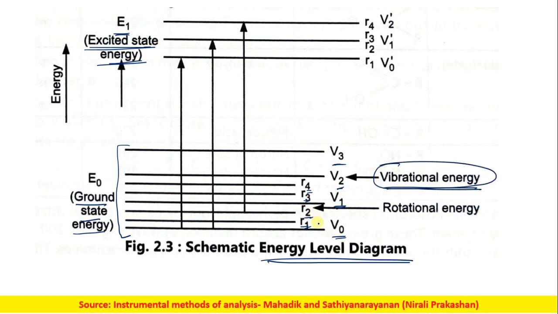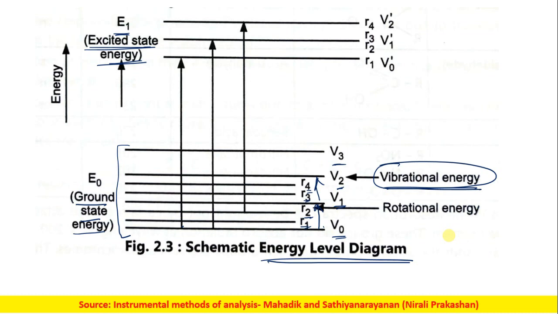So it may go from V0 to V1 or V1 to V2 or V0 to V2, whatever the possible combinations are there. Okay. Similarly, if you see in the electronic transitions, the energy required is quite high. In vibrational energy, the energy requirement is lower than the electronic transition state. Okay. Then comes our rotational energy levels.